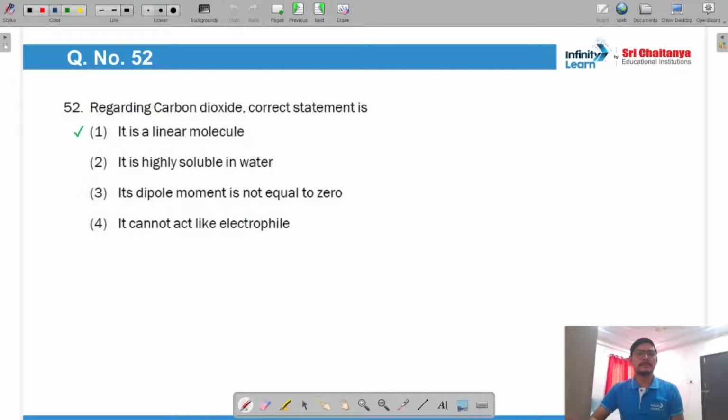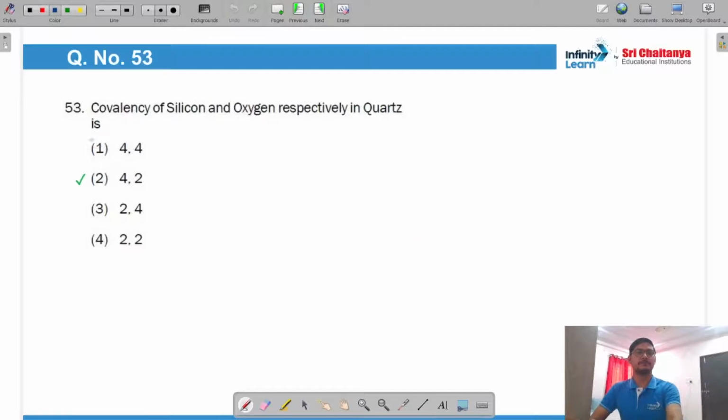Regarding carbon dioxide, the correct statement is: yes, it is a linear molecule. It is not highly soluble in water. Its dipole moment is 0 because the individual bond dipoles point in opposite directions. All right, so their vector sum is 0. It cannot act like an electrophile? Yes, it does act like an electrophile because of the double bond between carbon and oxygen, as in Kolbe's reaction. If you remember, CO2 acts as an electrophile. Okay, so the answer is the first option.